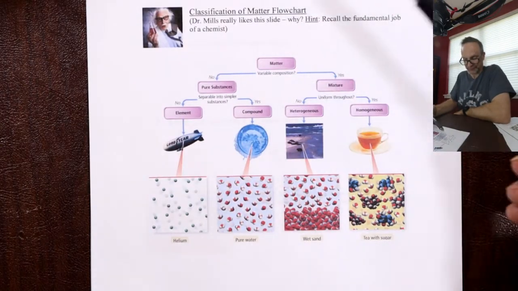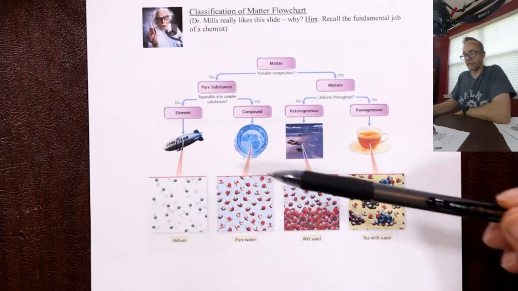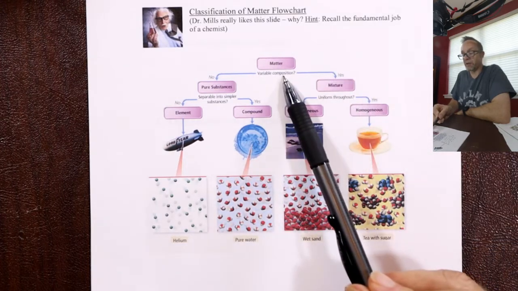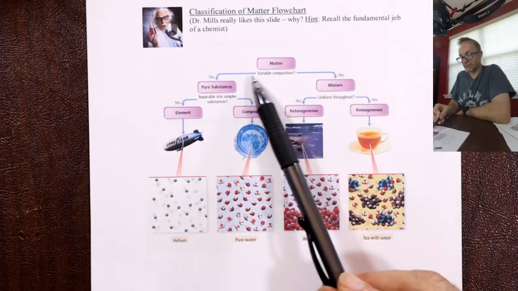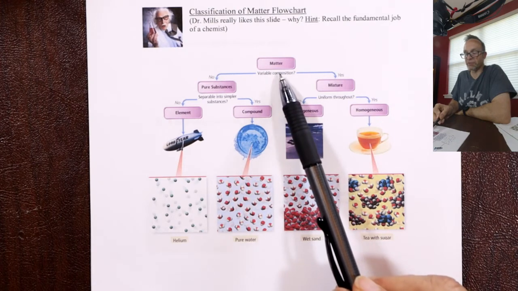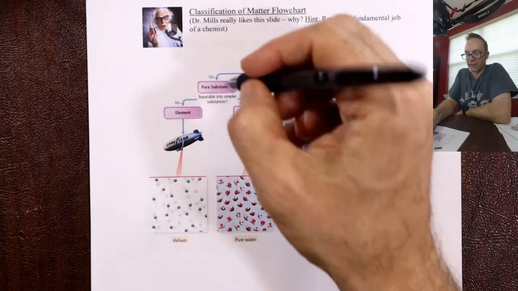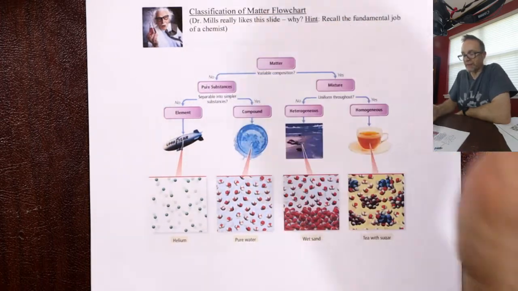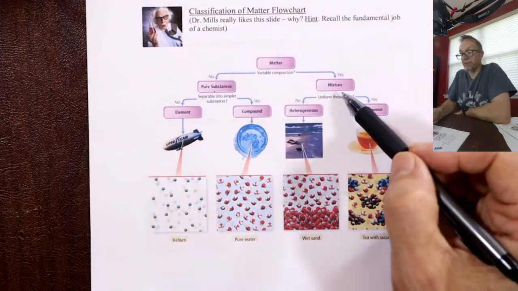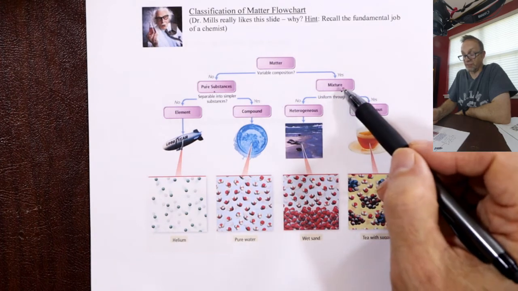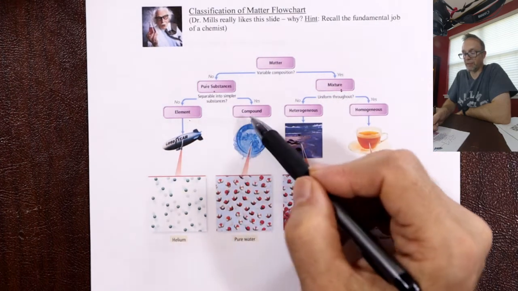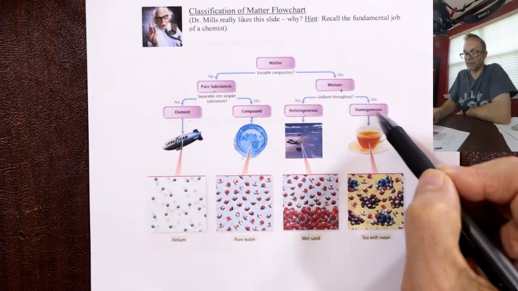I like it a lot because it has that whole macro to micro thing. So matter, variable composition, that means, hey, is it a mixture, yes or no? If it's just one type of particle that goes over here, it's got a formula. So that's a pure substance. If it's not got a single formula, it's a mixture of things, it's a mixture. And then we have elements and compounds, heterogeneous, homogeneous.